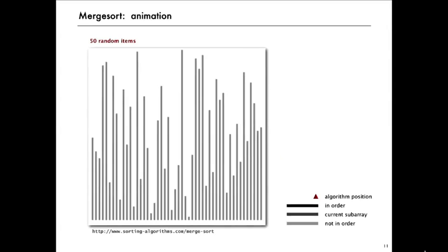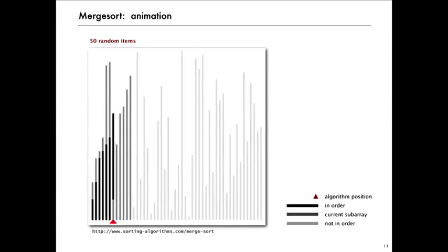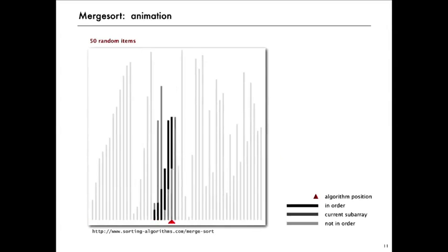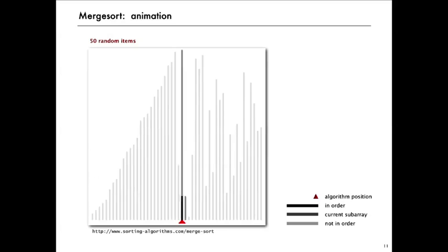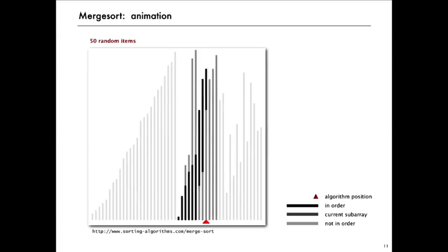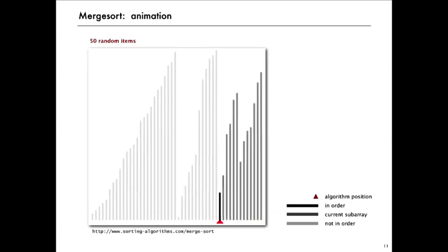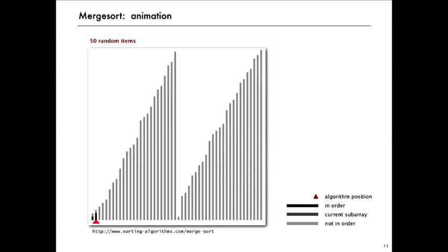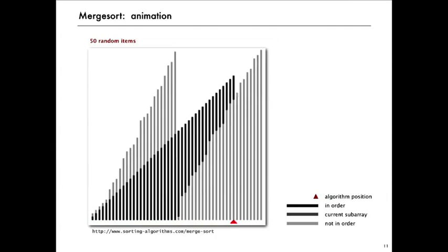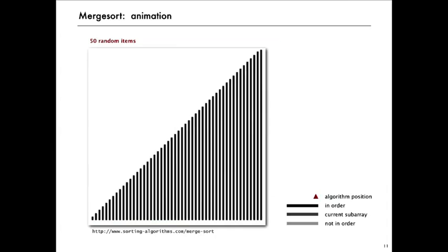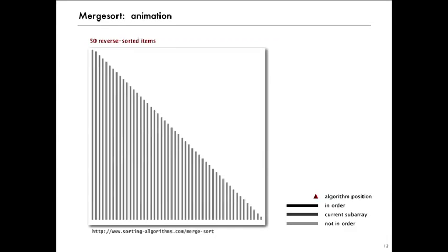And again, merge sort's more efficient, so we can do more and more items. You can see it's got the first half sorted. Now it's working on the second half. And then once it gets the second half sorted, then it's going to go ahead and merge them right together to get the sorted result. And it's got a little extra dynamics in the animation because of the auxiliary array.